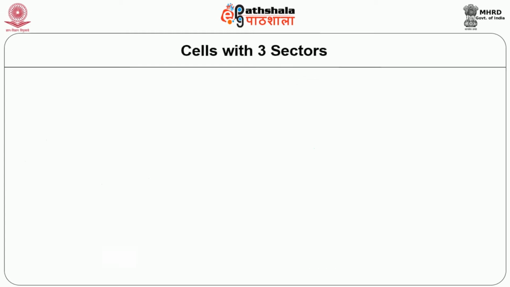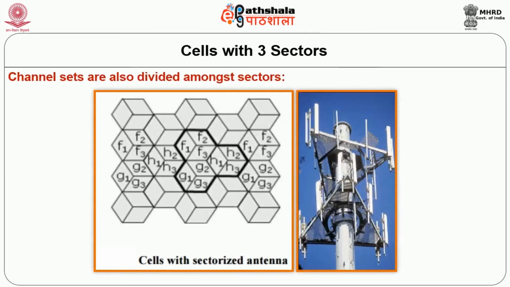Now, the channel sets which have been allocated to the cell also have to be divided among the sectors. So, if there are 9 channels allocated to the cell, each sector will be assigned 3 channels. So, each sector is assigned 1/3 of the available channels. Again, what is the problem here? I have been able to reduce the co-channel interference. I have been able to maintain the capacity, but a sector is of course a part of the cell.